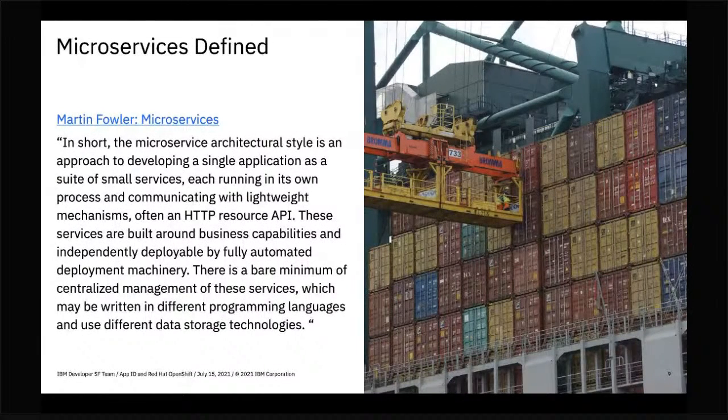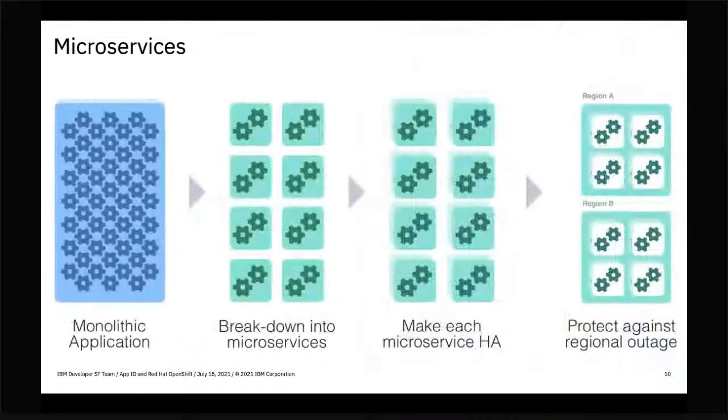And just to visualize how you would break down a monolithic application into microservices, you could see that after you create all these microservices, you could actually use cloud infrastructure to make each microservice highly available and then duplicate those HA microservices across different regions to protect against outages and make them more resilient.